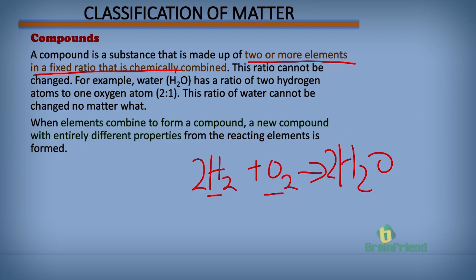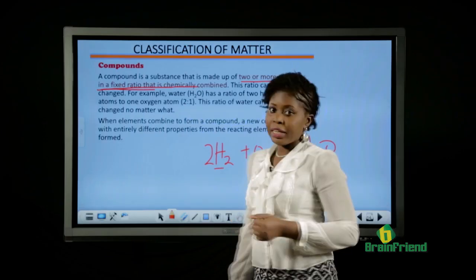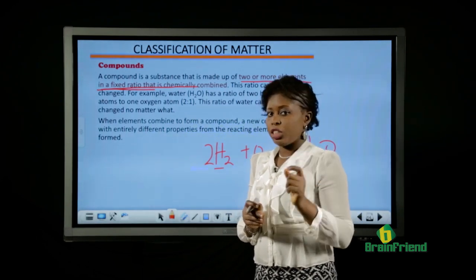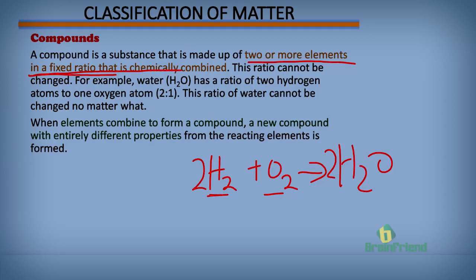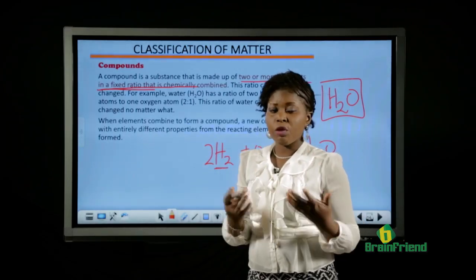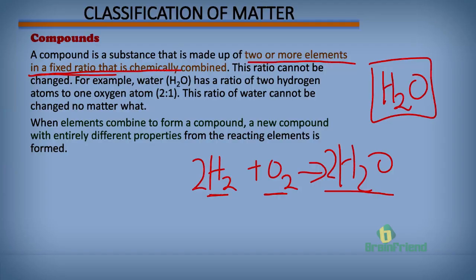So that is one thing. Then another thing to note about compounds is that what? This combination is in a fixed ratio. So it's not just about two elements combining, but they are combining in a fixed ratio. You can see that 2 moles of hydrogen combine with 1 mole of oxygen to give 2 moles of water. And this composition of water, H2O, is fixed. It can never change. Every time you think of the chemical formula of water, it will always be 2 hydrogen atoms combined with 1 oxygen atom. So this is a compound. Water has a ratio of 2 hydrogen atoms to 1 oxygen atom. This ratio cannot be changed no matter what.